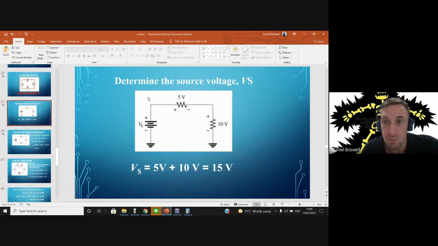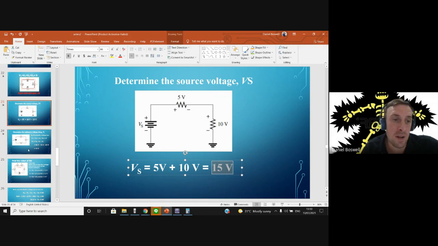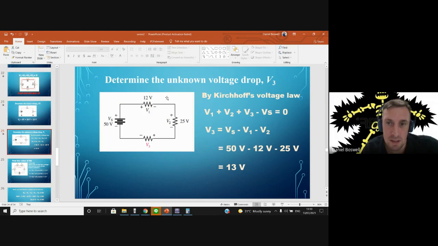Nice and easy. So here, we're going to determine the source of voltage. The answers are coming up straight away because I'm not using it properly. But we would do a voltage supply would be 5 volts plus 10 volts is 15 volts. And that's our voltage supply. By Kirchhoff's law, we've just done this. V1 plus V2 plus V3 equals our voltage supply. Nice and easy.